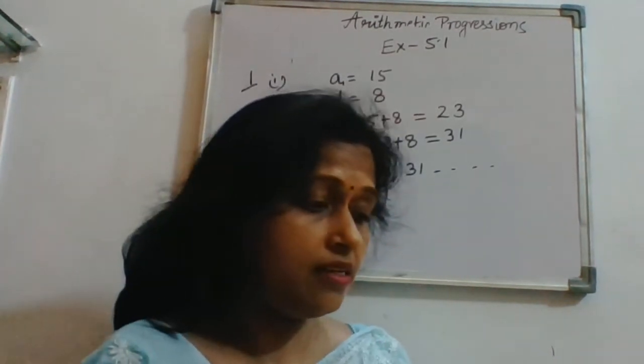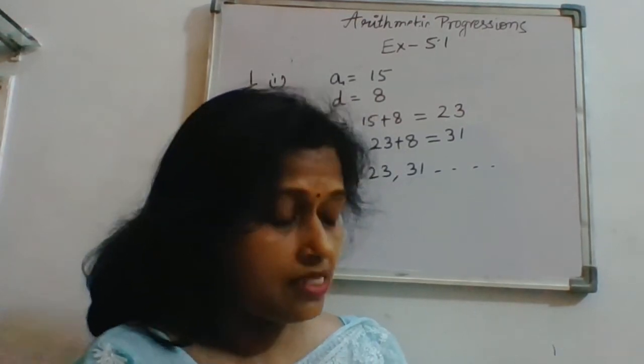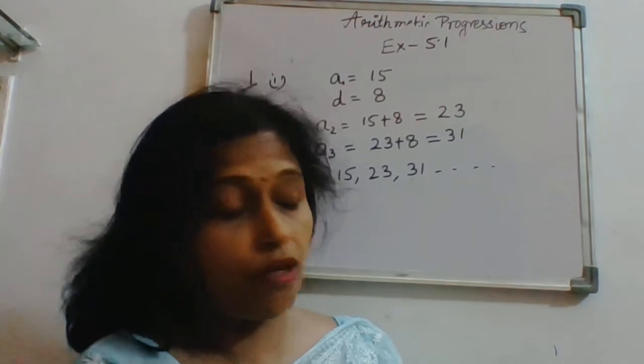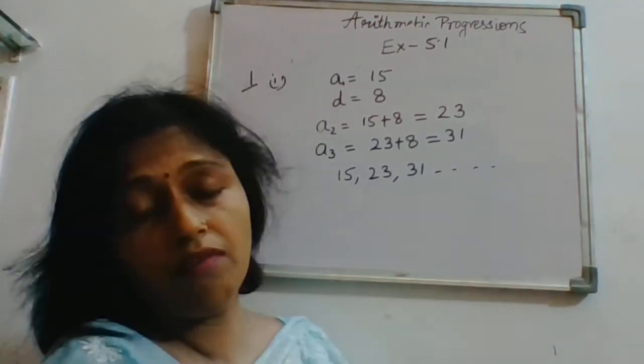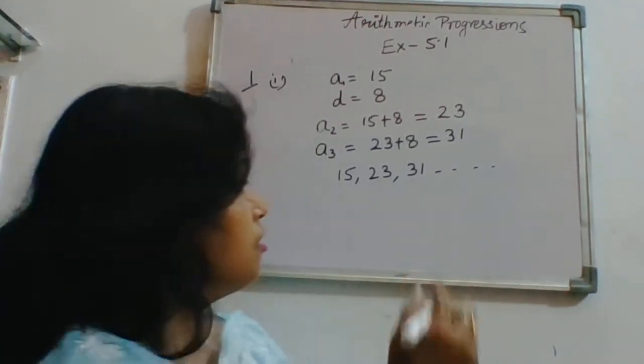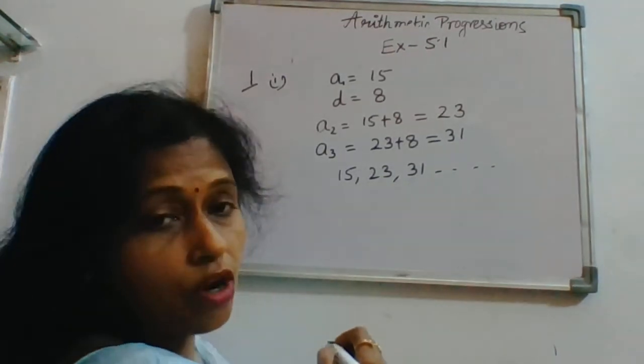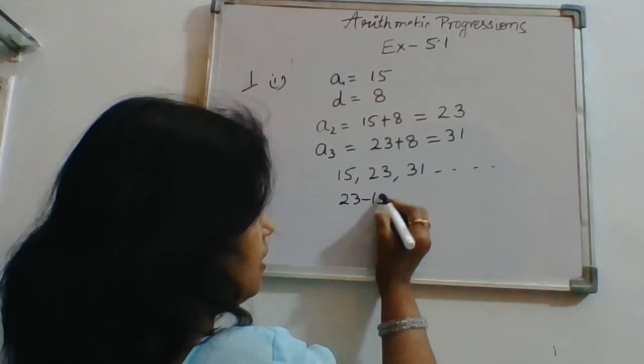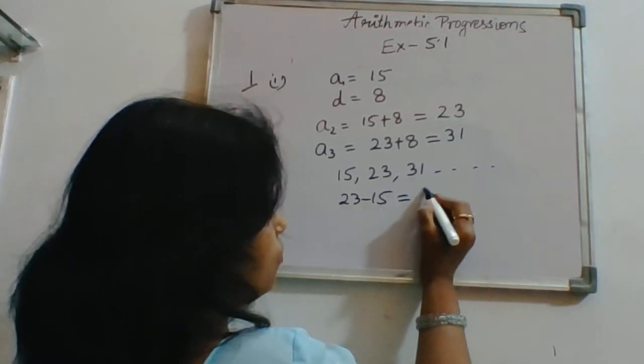You have to see here that since they are asking whether the list of numbers will be in AP or not, how will we check that? We have to see whether the common difference is the same or not. So 23 minus 15 is equal to 8.